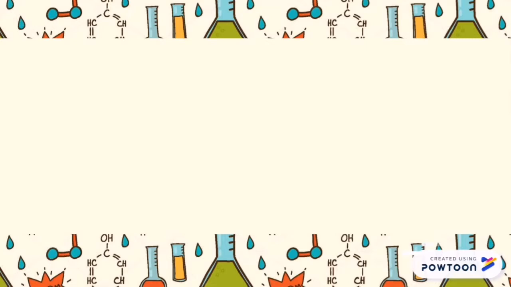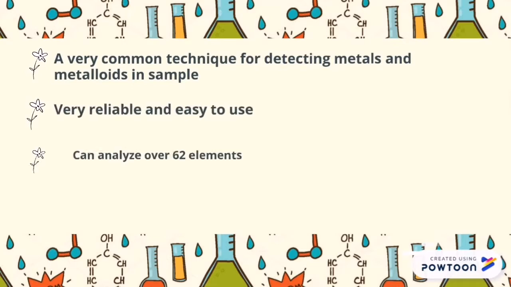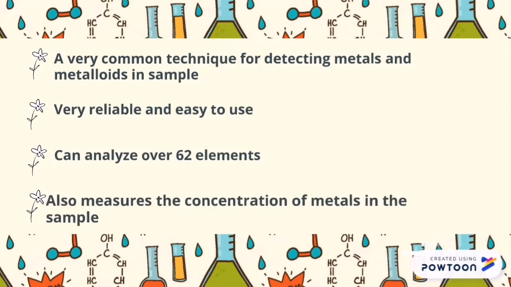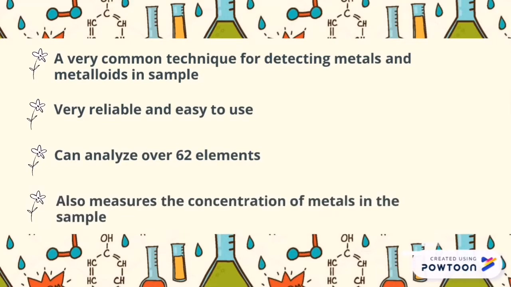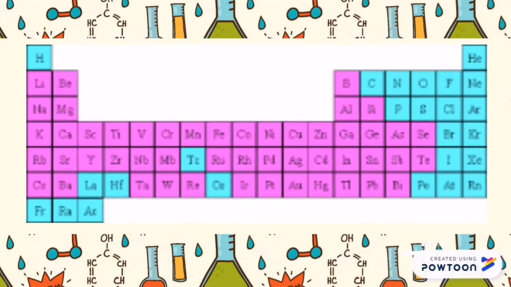Atomic absorption spectroscopy is a very common technique for detecting metals and metalloids in samples. It is also very reliable and easy to use. It can analyze over 62 elements, and also it can measure the concentration of metals in the sample. These are the examples of the detectable elements for atomic absorption spectroscopy.